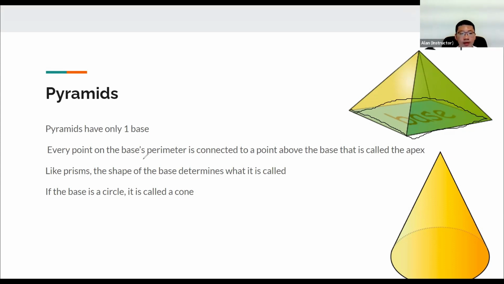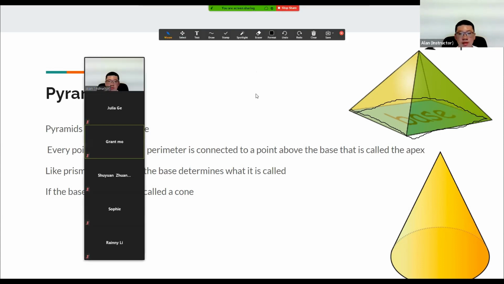And same thing, just like in prisms, if the base is a circle, it has a special name, and in this case, it's called a cone. And you might notice cones if you go to any birthday parties, they probably will give you some cone-shaped hats. On roads, if there's some issue or a traffic accident, they would probably put out orange traffic cones, and yeah, that's where it's named from.